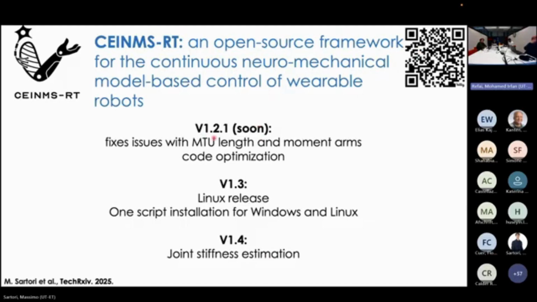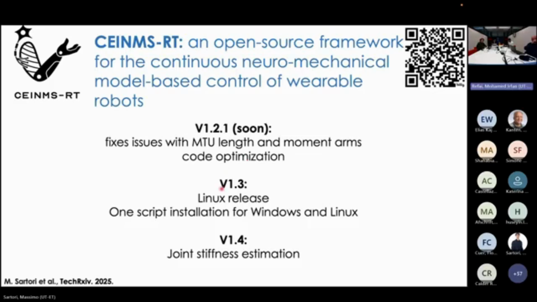There's going to be a new release coming out soon. We call it version 1.2.1. This version is going to fix a few issues that we found with the spline block that I showed you before, which essentially converts joint angles into muscle tendon lengths and moment arms. There are some small bugs that need to be fixed there. And this release is also going to provide some code optimization to make the code more efficient.